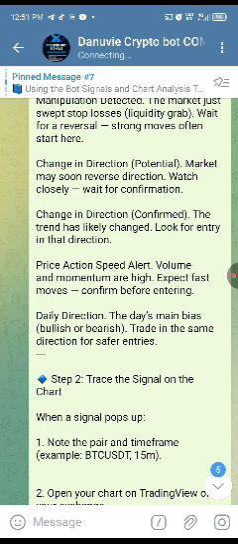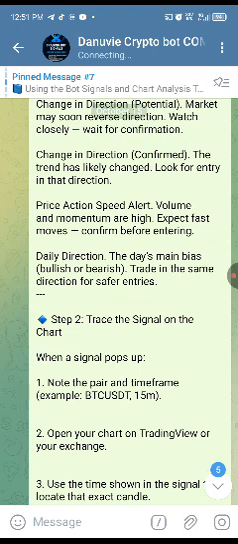That's for potential. Then for confirmed, change in direction confirmed. The trend has likely changed. Look for entry in that direction. So this is a confirmed signal. So you can now start checking the price to see, is there movement? Is there no movement? You now want to know, I think the price is moving now, I think I can enter my trade now. That's what it's called, change in direction confirmed. So the trend has likely changed. Look for entry in that direction. So that is price action. So that's change in direction confirmed.